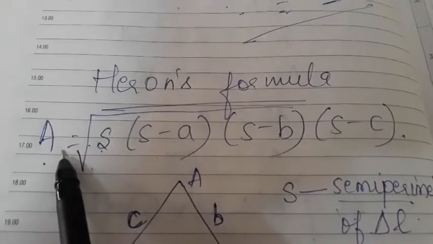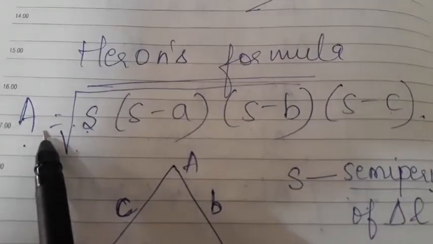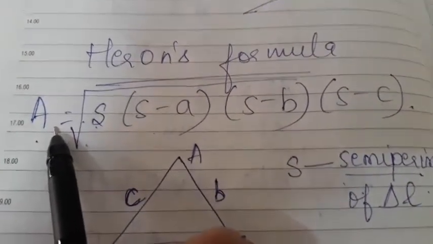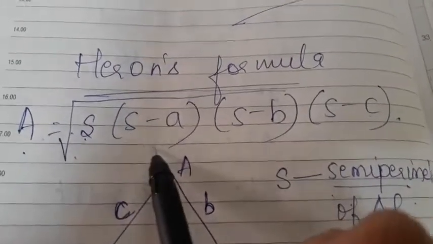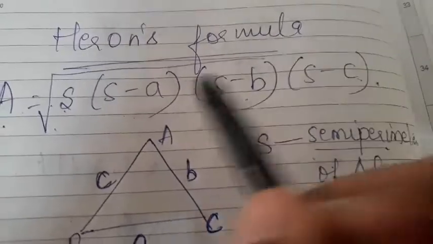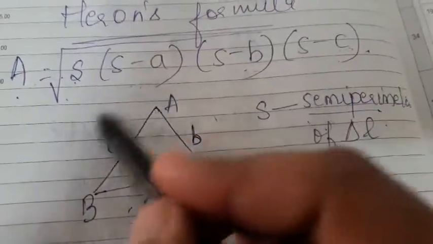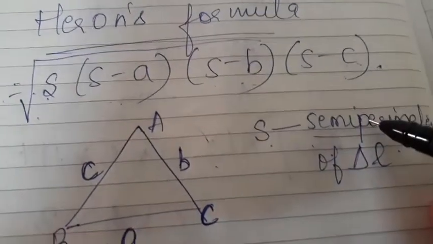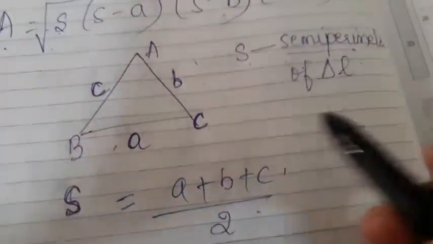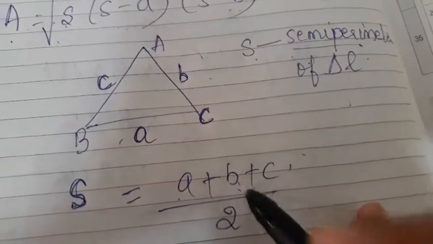So Heron's formula says that we can find the area of a triangle when the 3 sides are given. A is equal to root of S into S minus A into S minus B into S minus C. And what are A, B, C? A, B, C are the 3 sides of the triangle. What is S? S is the semi-perimeter of the triangle, which is given by the formula A plus B plus C upon 2.